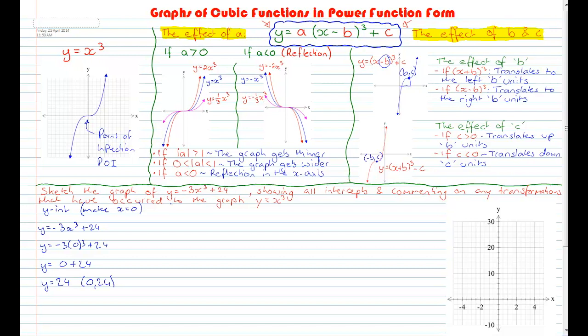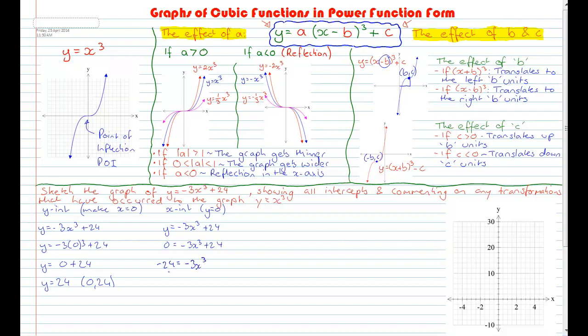Let's go through now and find our x-intercepts. Now to find our x-intercepts, we need to make y equal to 0. So let's go through and do that now. We're going to go y is equal to negative 3x cubed plus 24, and we make y equal to 0, so we get 0 is equal to negative 3x cubed plus 24. The first thing to do now is to subtract 24 off both sides because we've only got one type of x, so we're doing inverse operations. So minusing 24, you go negative 24 is equal to negative 3x cubed.